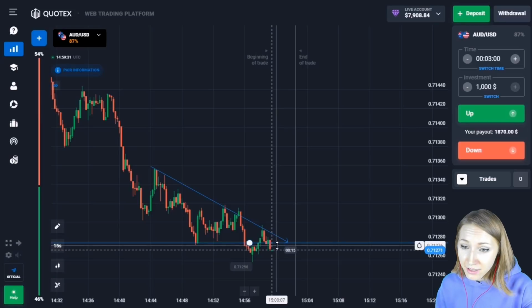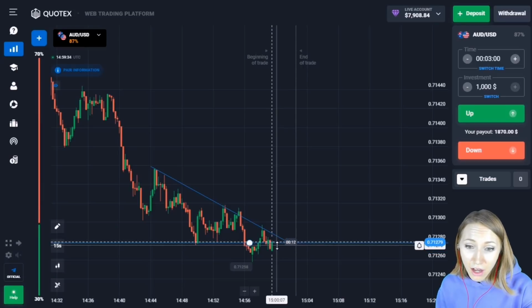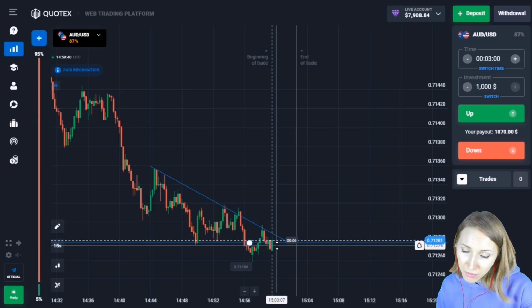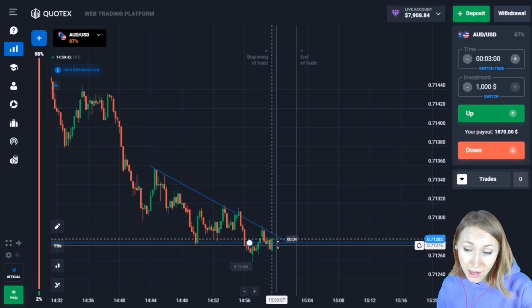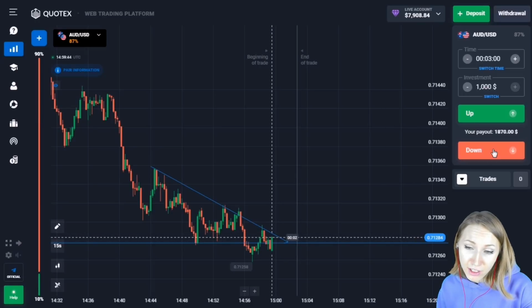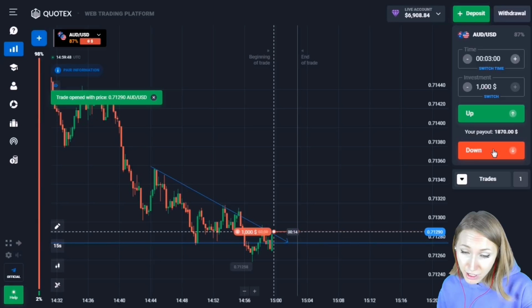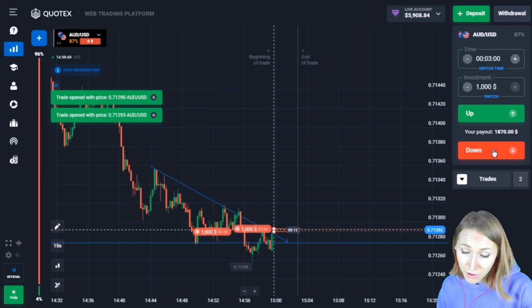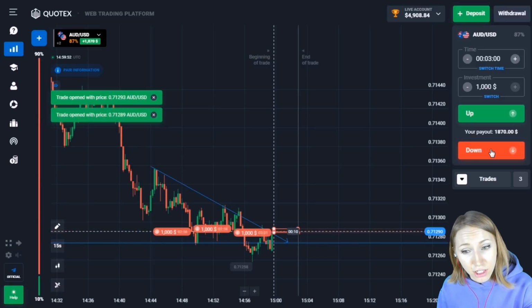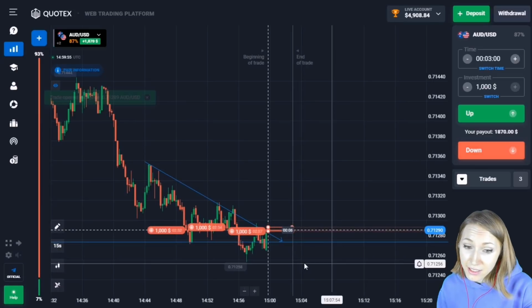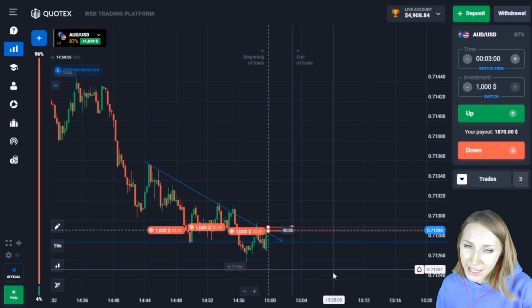Our deposit is already $8,000 and we need just to open the last trade for today. So let me wait and watch the price, and if it again touches the downtrend, we will open a trade down. The price approached the line of a downtrend. Let's open a trade down for 3 minutes, and I think that in this situation the down movement will continue and this level will be broken through completely.